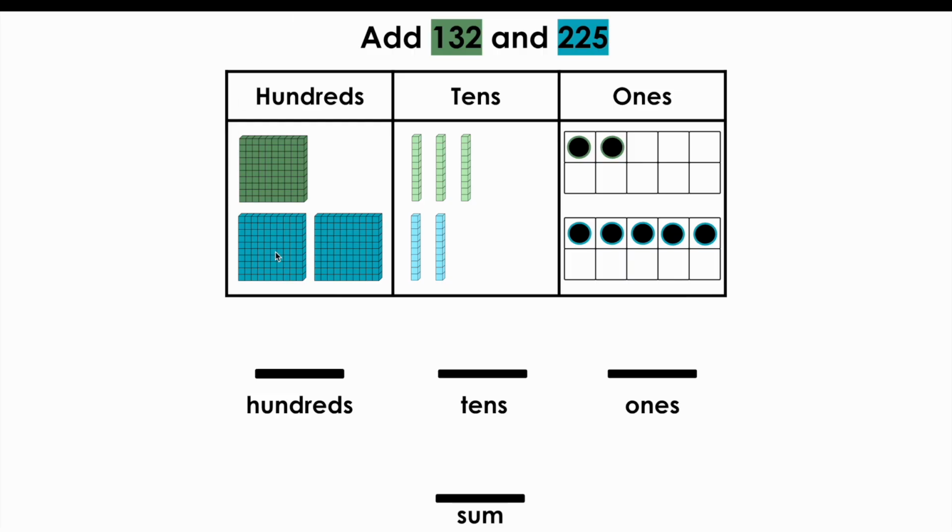Let's combine the hundreds. We have 1, 2, 3 hundreds. In the tens we have 1, 2, 3, 4, 5 tens. And in the ones we have 1, 2, 3, 4, 5, 6, 7 ones. That means if we add 132 and 225, the sum is 357.